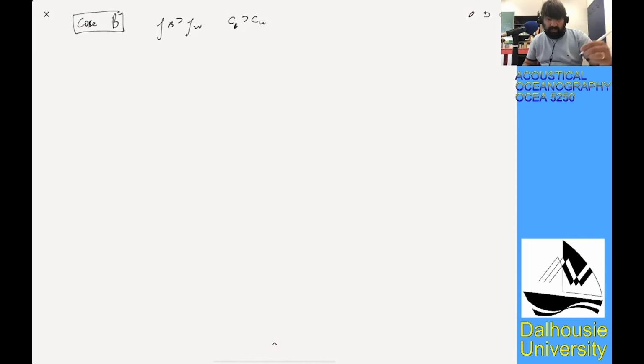Okay, fast bottom. Typical values for sandy sediments, let's say the density is going to be 1.8, 1.7 grams per centimeter cubed. And a typical value for the bottom sound speed might be something like 1,800 meters a second, 1,700. So this is a sandy bottom. So now this means that n is less than 1, m is greater than 1.